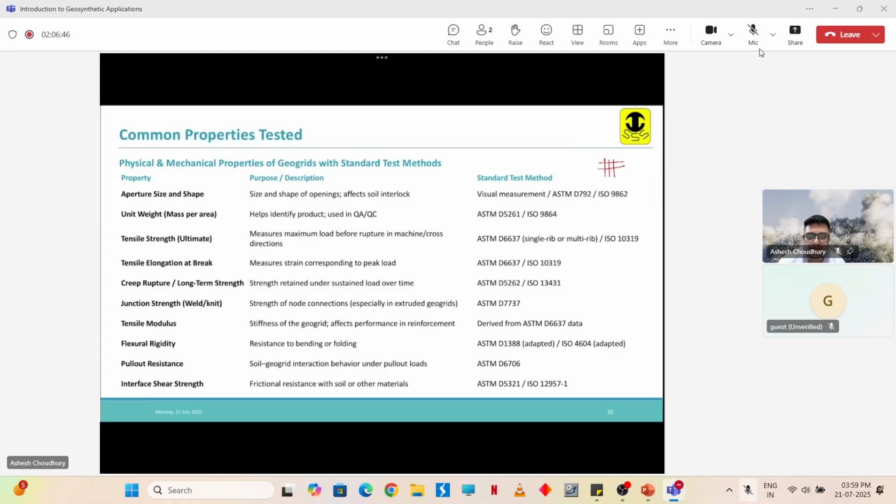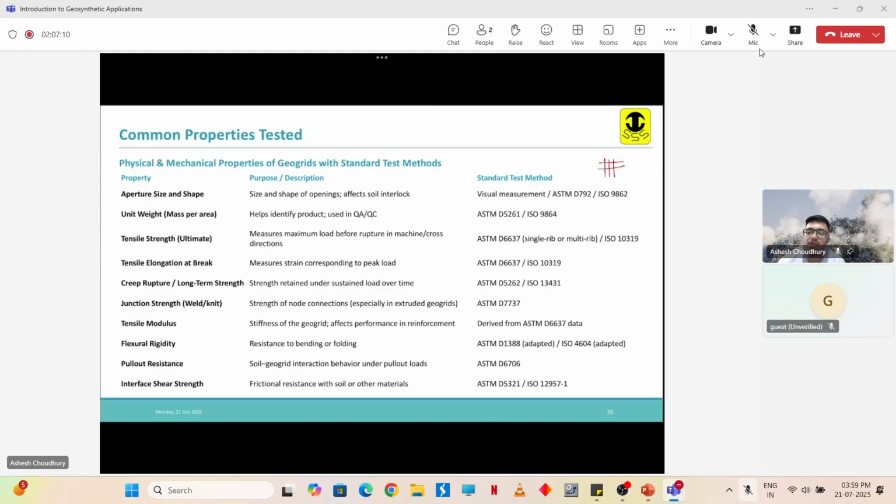Tensile strength, the ultimate tensile strength, measures the maximum load before rupture in the machine or cross machine direction. So there are two directions, right? One is the machine direction, and the other is the cross machine direction. Machine direction is the direction in which the geotextile or geogrid is made, and the cross machine direction is the other direction. Okay, it's the warp and the weft. There are also the warp and the weft directions.